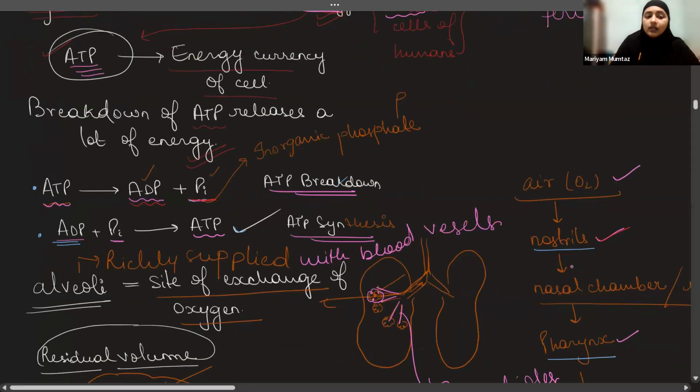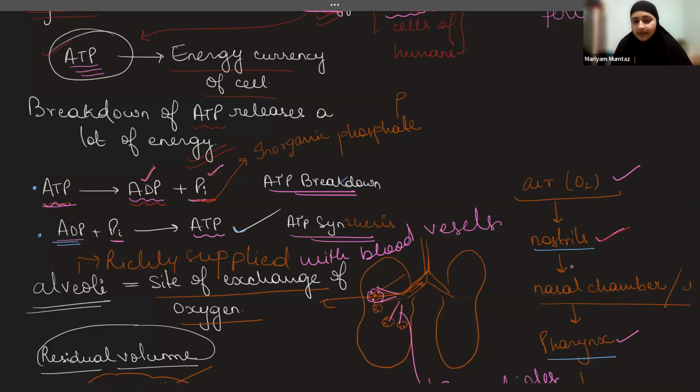We know that when ATP is broken down, it is broken down into its constituents, that is ADP and inorganic phosphate. So this process wherein ATP gets converted into ADP and inorganic phosphate, we'll call ATP breakdown. But when ADP plus inorganic phosphate gives rise to ATP, that is ATP synthesis. Clear? What is ADP again?